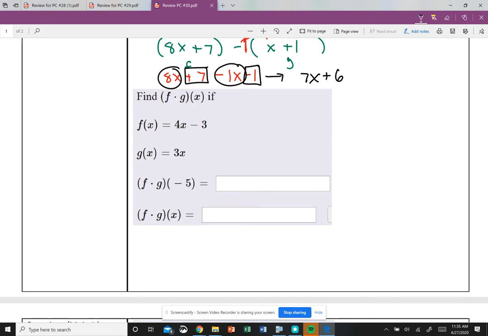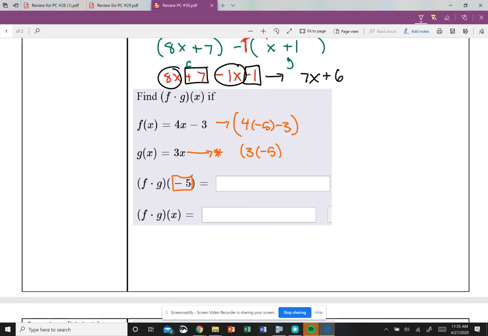Okay, so here we're going to multiply the two functions together. So the first thing we're going to do is plug in a number. In this case, it's -5. So I'm going to take this, and I'm going to plug in my -5. So this is 4 times -5 minus 3. I'm going to put that whole thing in parentheses because I'm going to multiply it by, and then this is going to be 3 times -5.